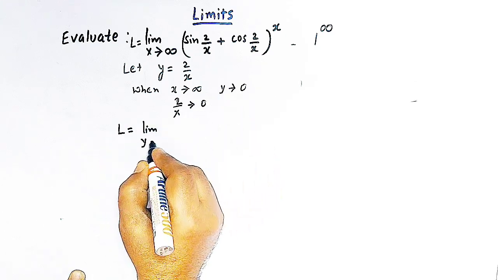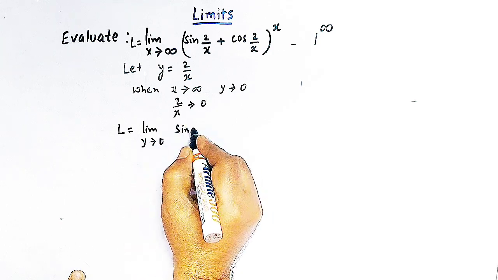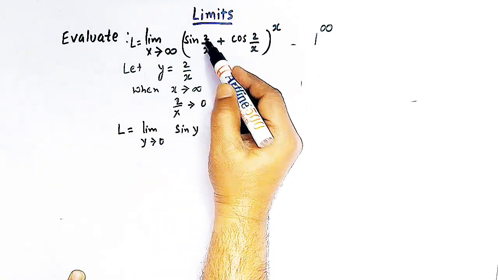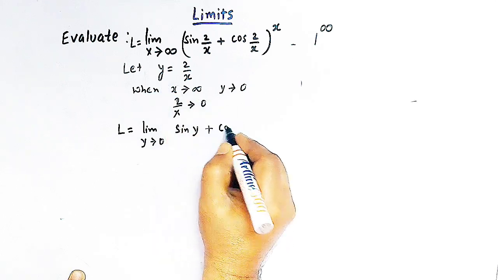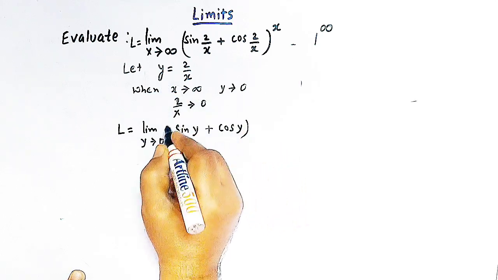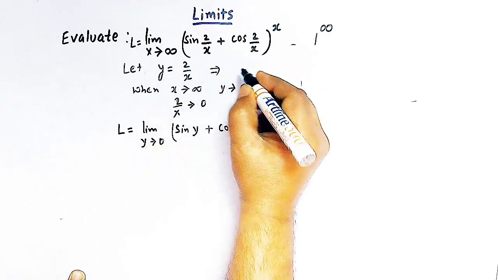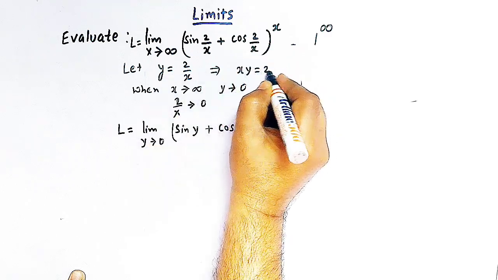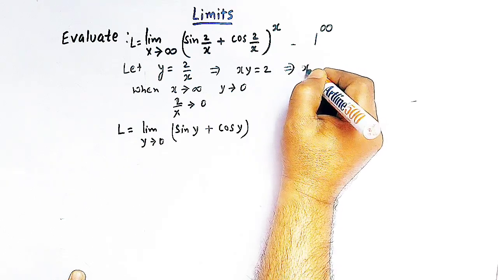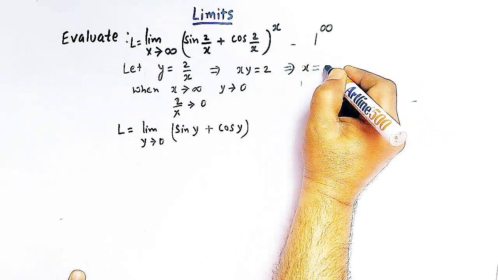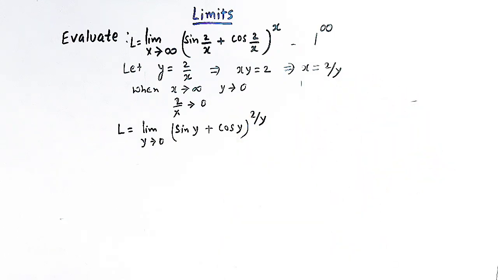So we can now write limit y tends to 0, and we have sin y, for 2 over x we can write y, and then we have cos y, and for x, we have xy = 2, so x = 2/y. So here we have 2 over y.